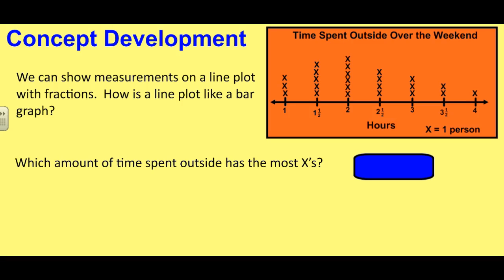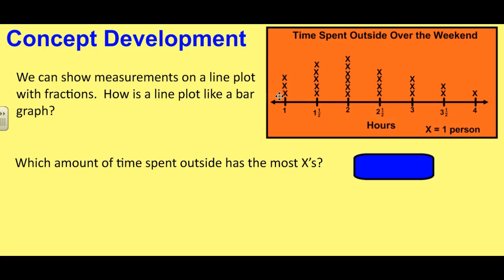Okay, so we're still looking at the same line plot. We can show measurements on a line plot with fractions. How is this line plot like a bar graph? And the way that it's like a bar graph is because normally on a bar graph we would have always something labeled on the bottom part of the bar graph, and then our bars would be going up. So for this 1 hour you see 3 X's, and when I look down here I'm looking that an X is 1 person. So these 3 X's must mean that there were 3 people that spent 1 hour outside over the weekend, because the title for our line plot says time spent outside over the weekend.